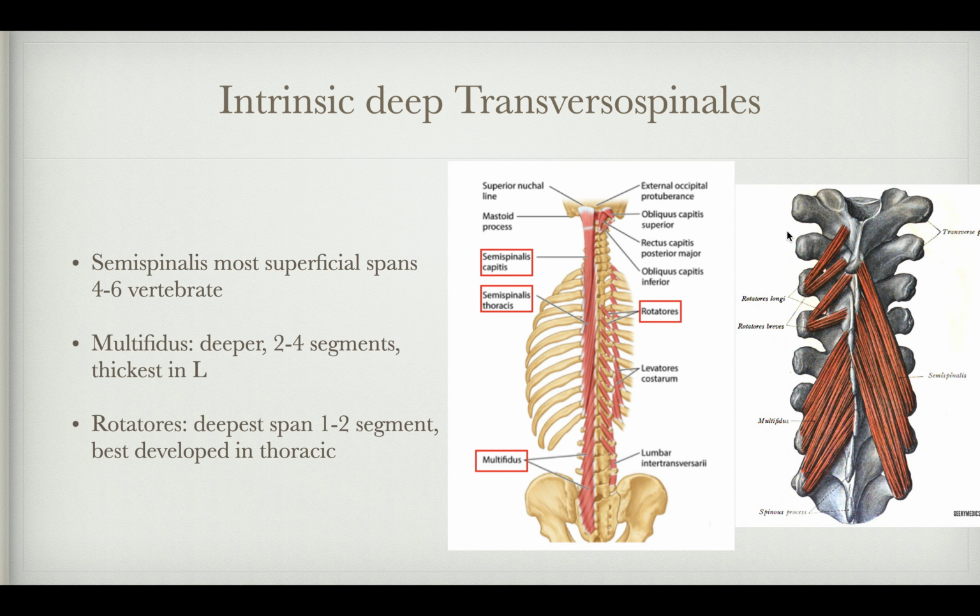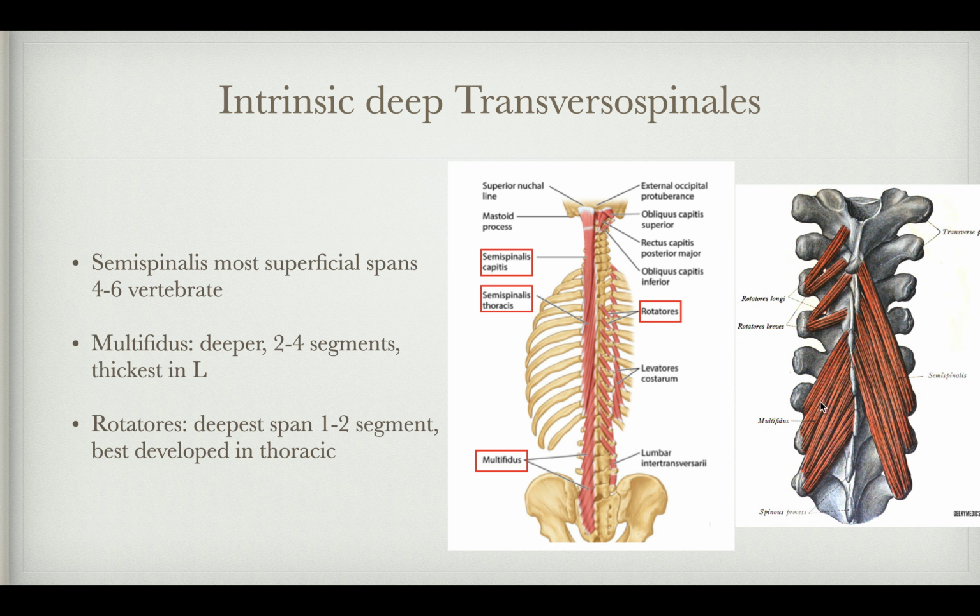So the semispinalis is the most superficial of the intrinsic deep transversospinalis muscles, and it spans about 4 to 6 vertebrae, as you can see here. So if this is the origin, it will insert like 4 vertebrae down. The multifidus is a deeper muscle, and that one will span 2 to 4.